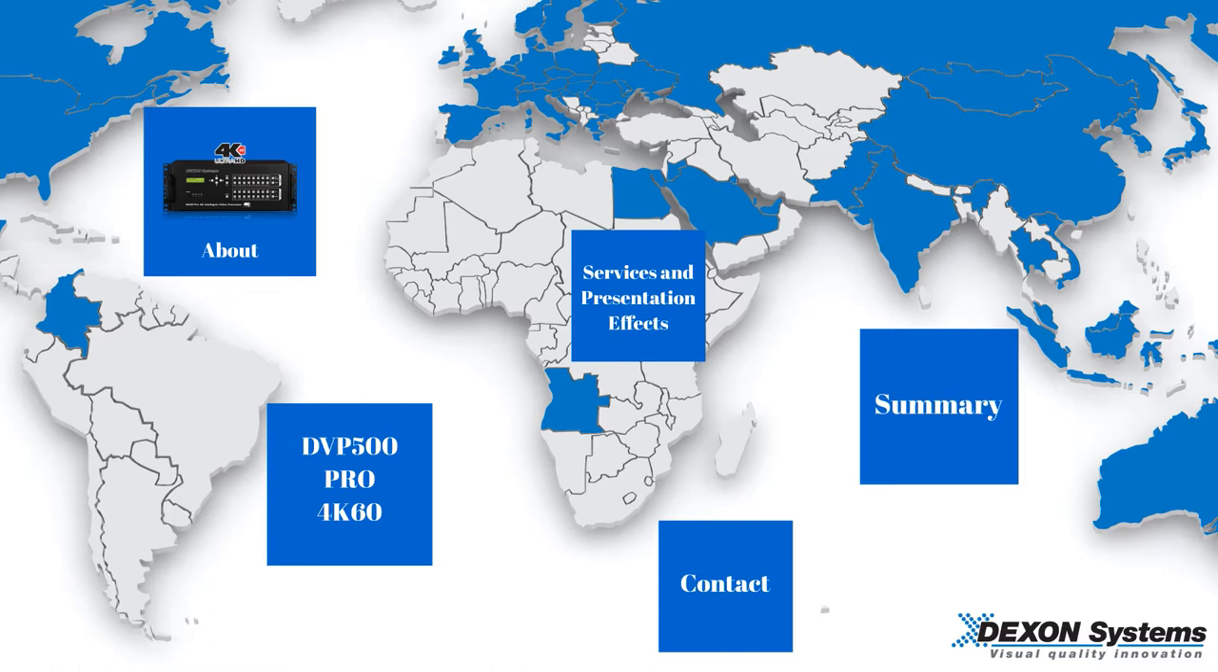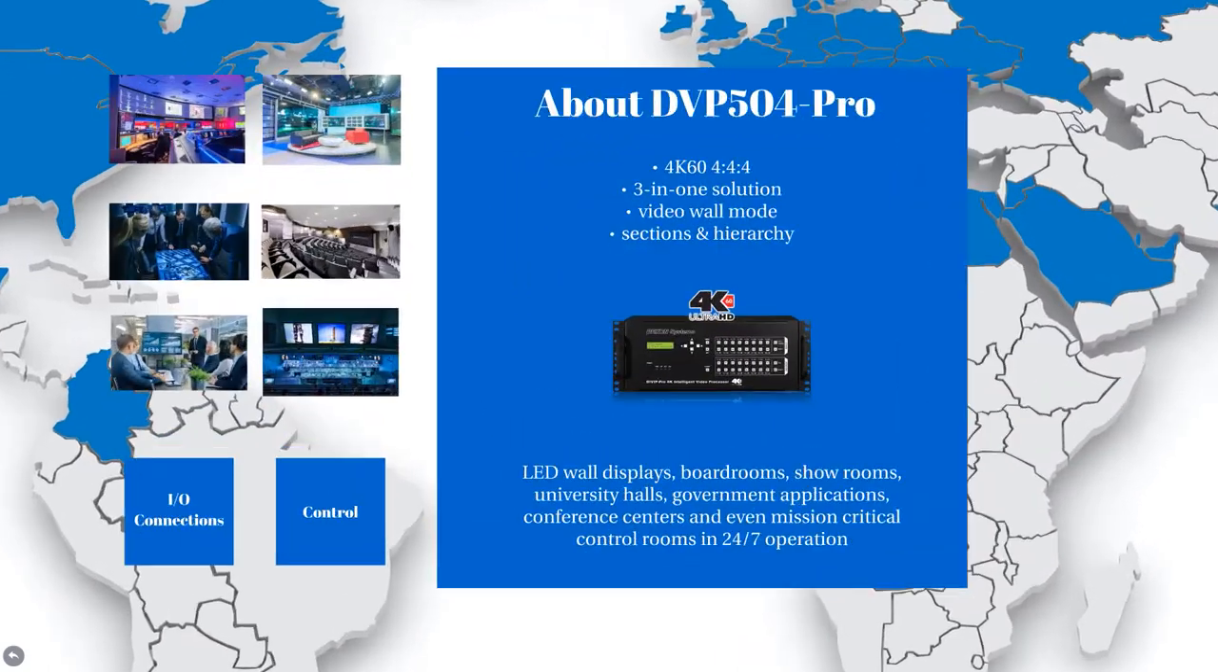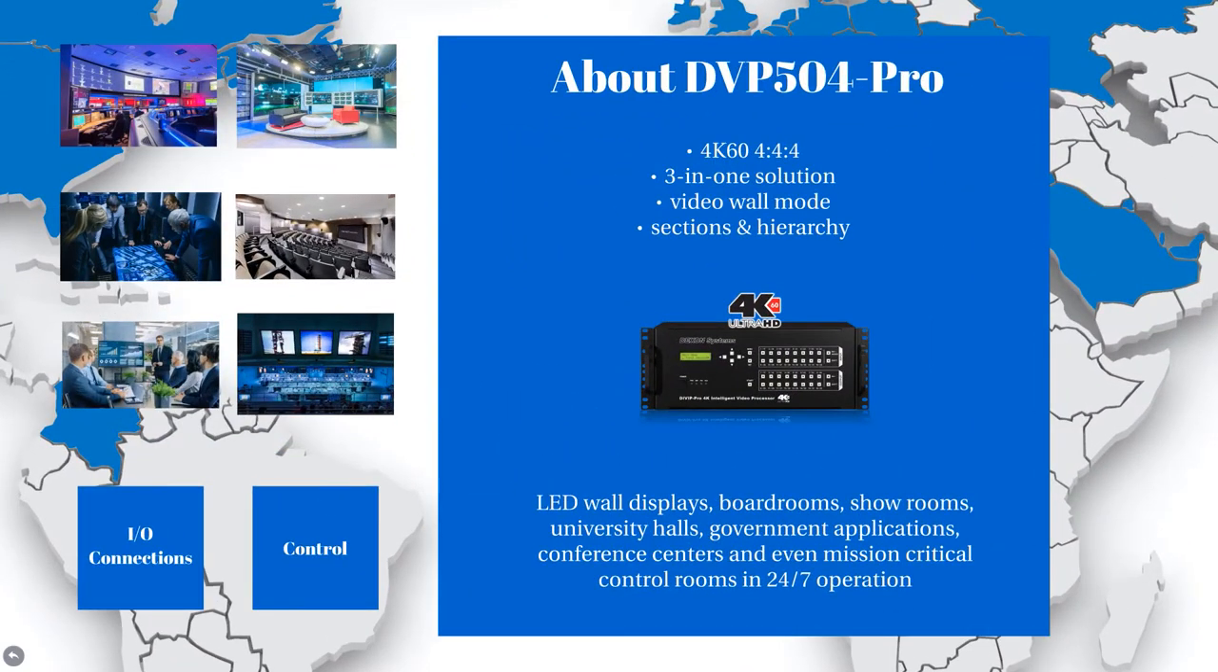The DVP500 Pro is an abbreviation of Dexon Intelligent Video Processor with real 4K60/444. Pro means that three different parts are integrated in one device, providing you with a 3-in-1 solution. Such a box may contain one or multiple video processor, routing matrix and scaling matrix sections. The hierarchical user rights determine the access to the sections for each user.